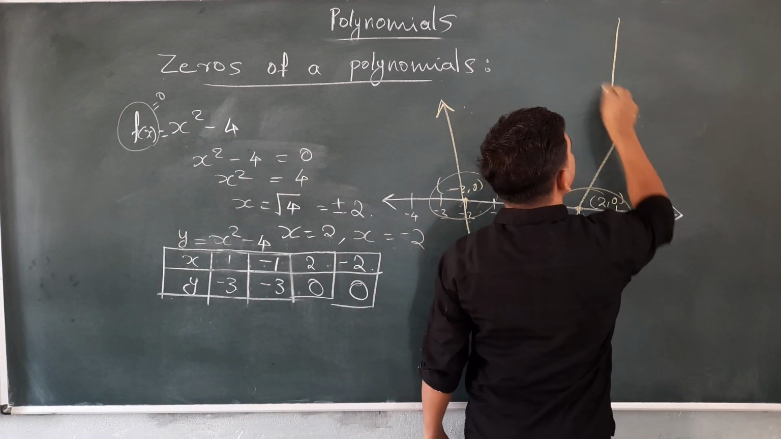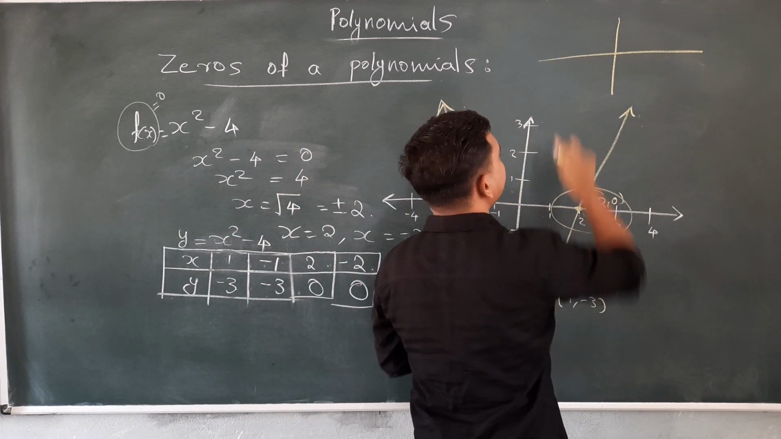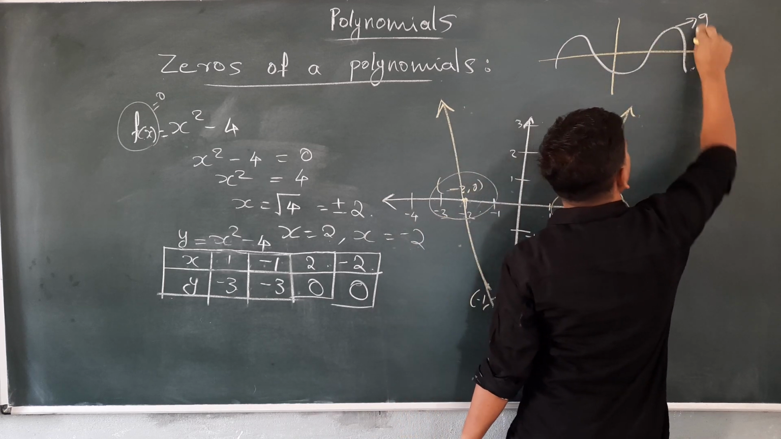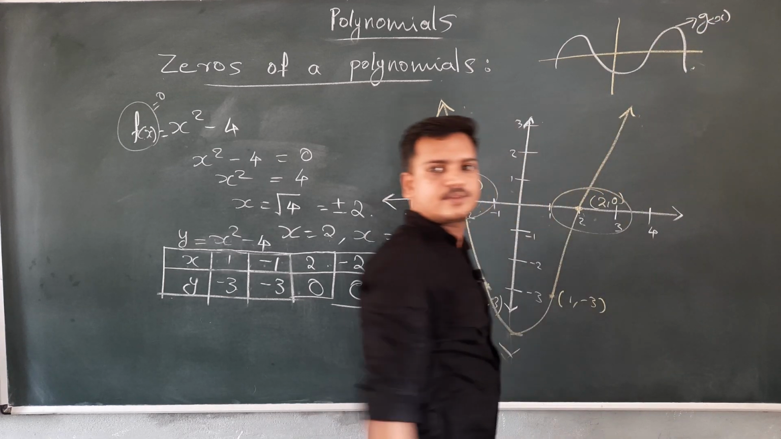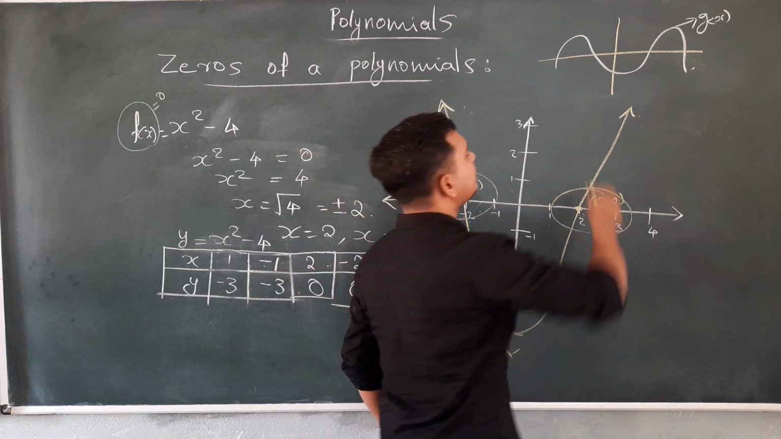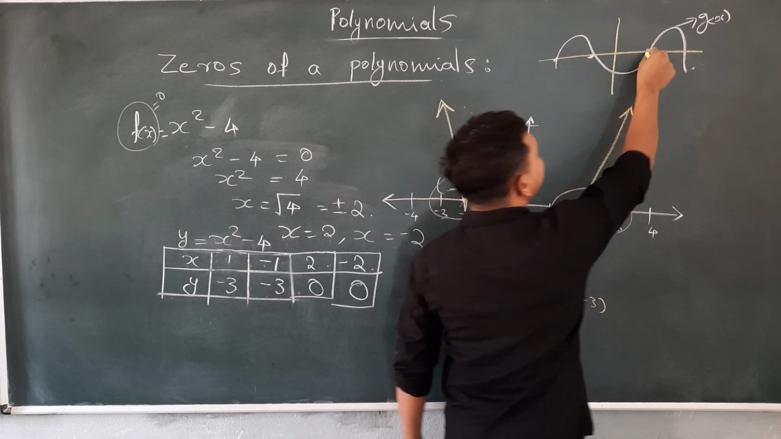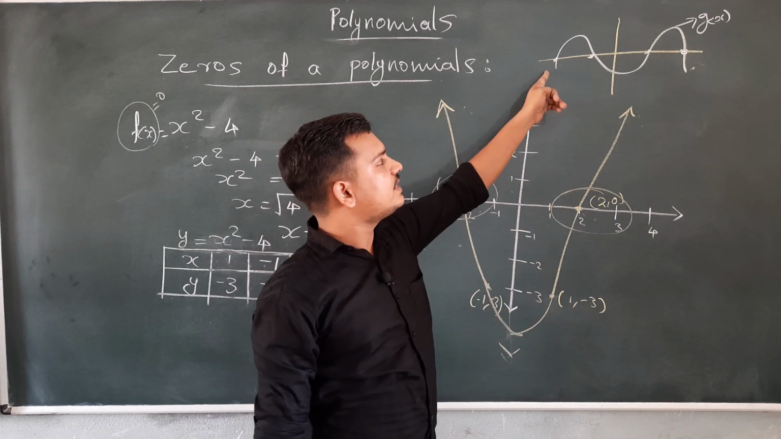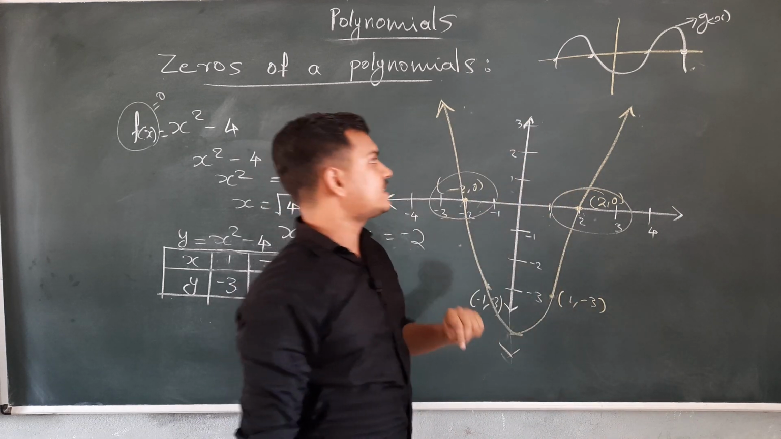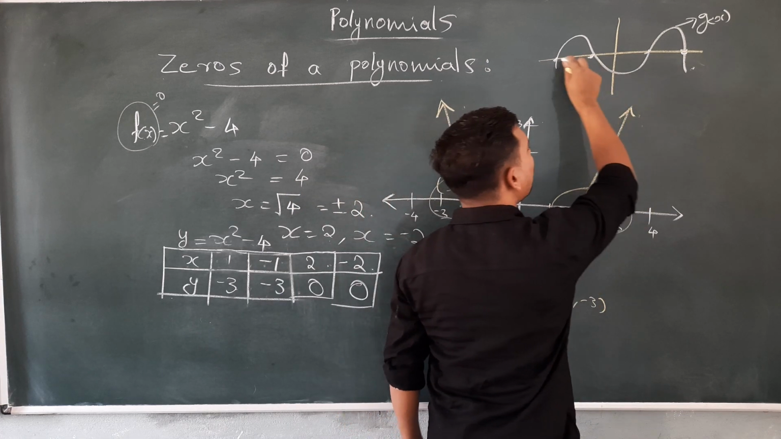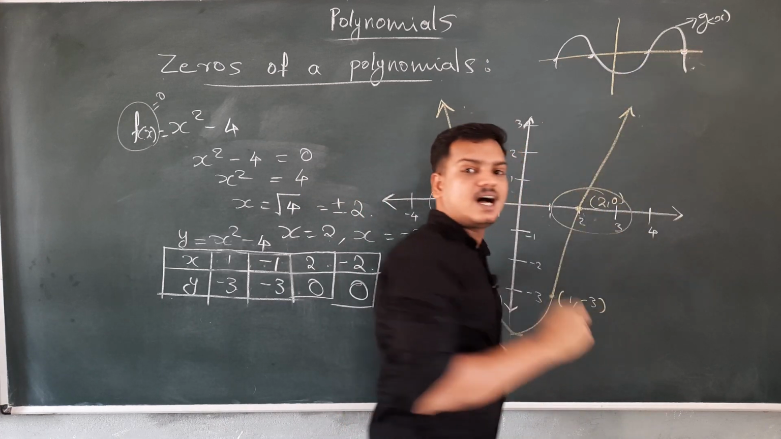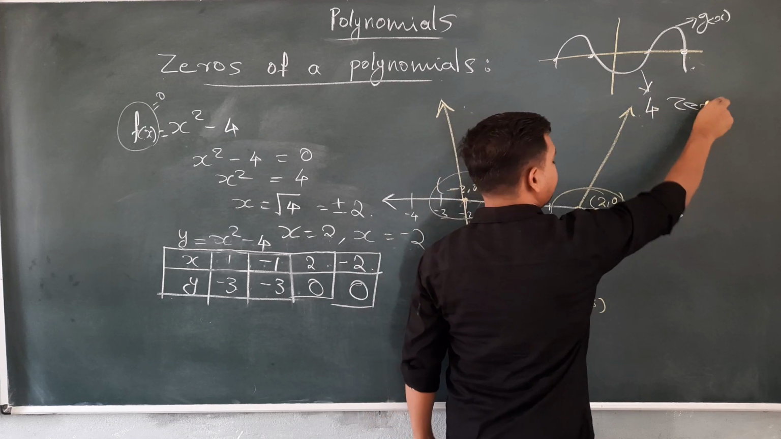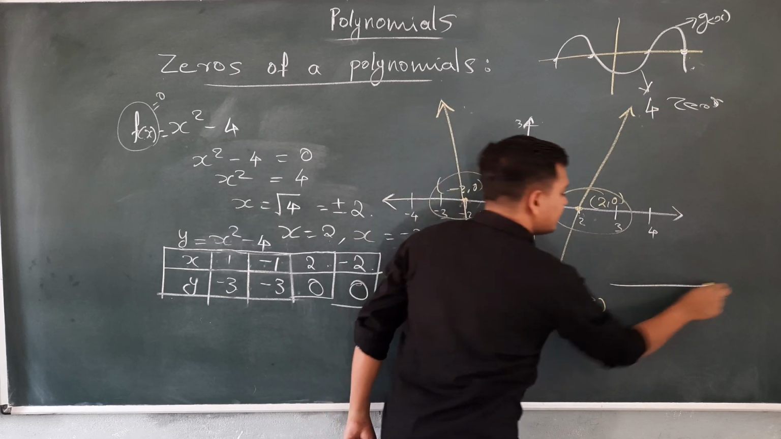Take another example. We have a graph like this. Look at this. This is a function called g of x. On this g of x, look, 1, 2, 3, 4. At 4 places the graph is intersecting the x-axis. Then we can call these 4 points the zeros. Here 4 zeros are there. Another example.